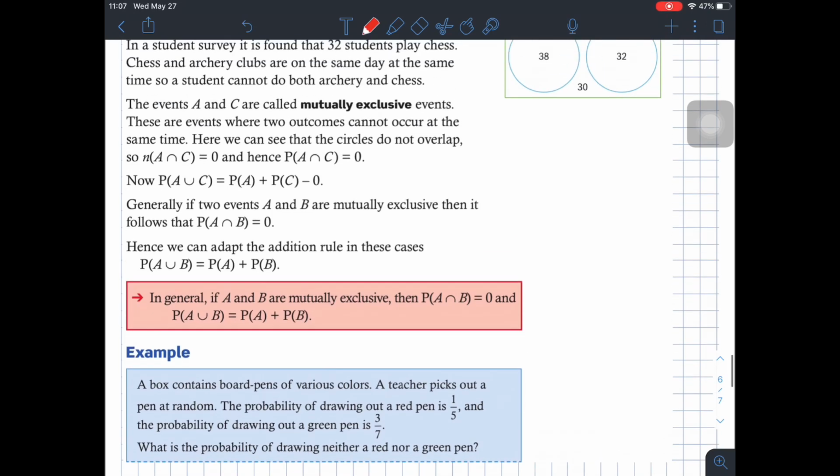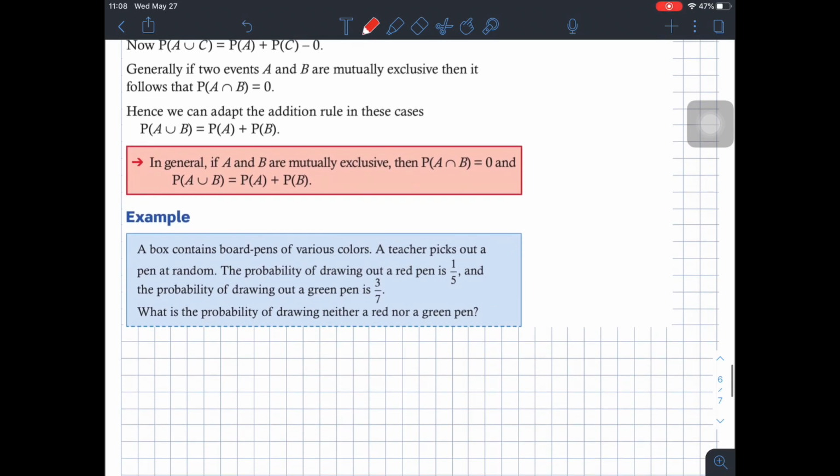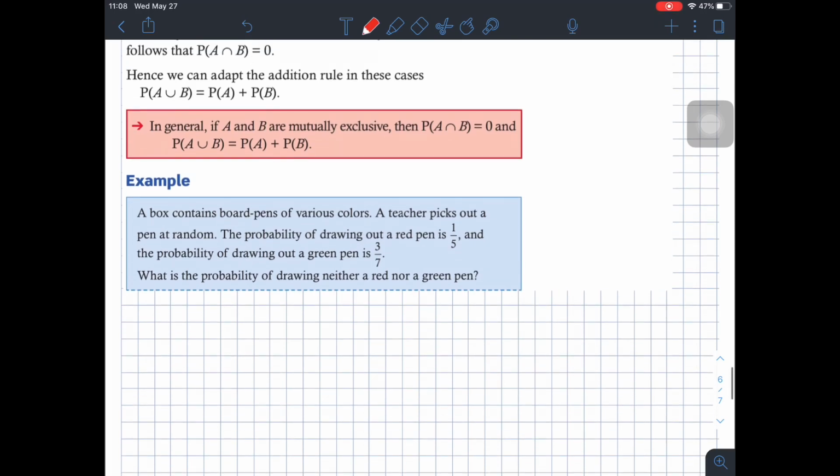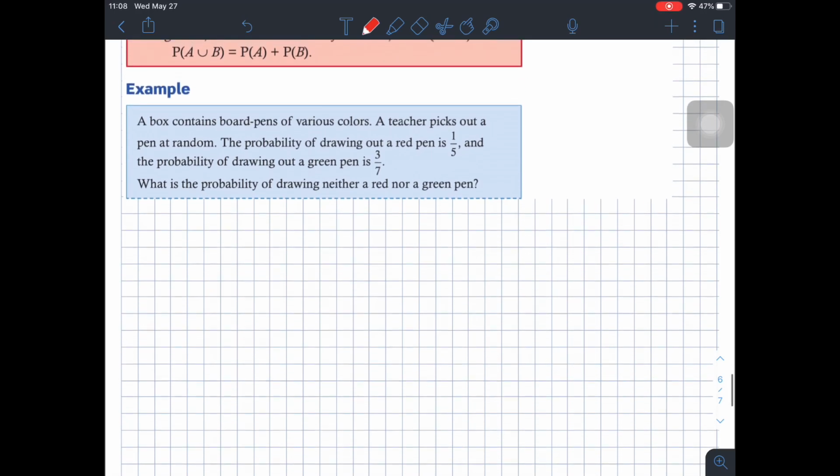Okay, so let's see this example. It is very important for you to analyze whenever you read any type of exercise if the events described are mutually exclusive or not, right? You should always analyze that before actually solving the problem. So pay attention at this one.